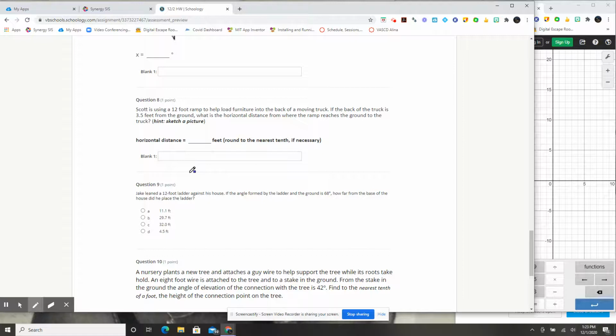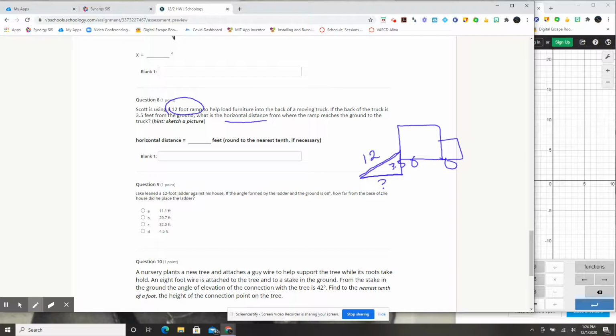Scott is using a 12-foot ramp to load furniture into the back of a truck. So I draw my cute little truck. And we've got a ramp and the ground and the height of the ramp. So the back of the truck is 3.5 feet above the ground. What is the horizontal distance? That's my question mark. Horizontal distance is horizon, left and right, where the ramp reaches the ground to the truck. Scott has a 12-foot ramp. That's the length of the ramp.